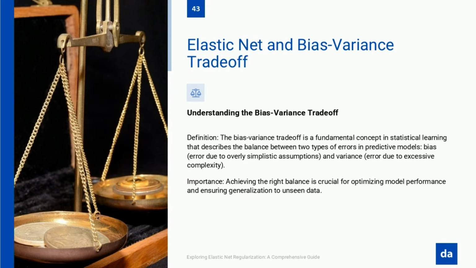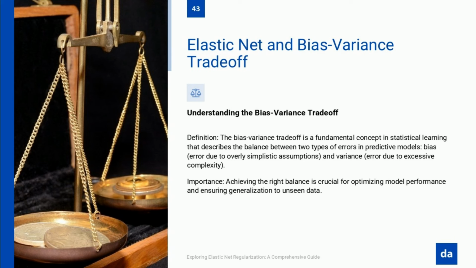Every machine learning model faces a fundamental challenge, balancing bias and variance. If a model is too simple, it has high bias. It ignores important relationships and makes overly generalized predictions. If a model is too complex, it has high variance. It memorizes noise and performs well on training data, but poorly on unseen data. Elastic Net is designed to find the sweet spot between these two extremes.